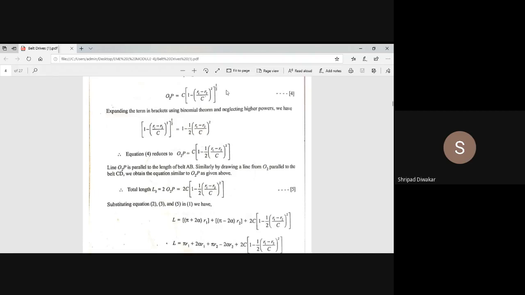So how do we expand by the binomial theorem? You take this term, 1 minus half of the bracket (R1 minus R2 divided by C) square, and then you get plus 1 by 6 (R1 minus R2 divided by C) to the power of 3, then to the power of 4, to the power of 5, like that in the binomial expansion. So you neglect the cube, 4th power, 5th power, 6th power, etc. Don't consider all the terms. Only consider the first term in the binomial expansion.